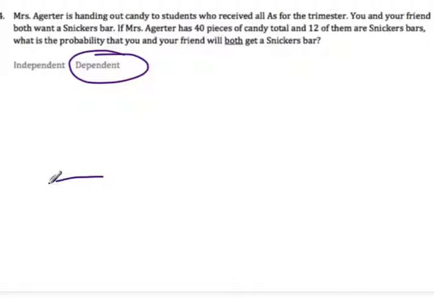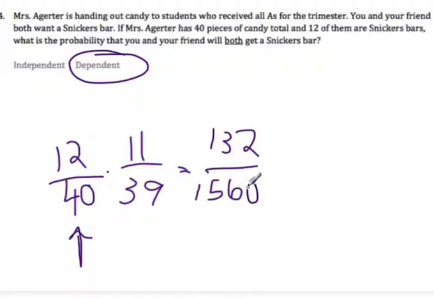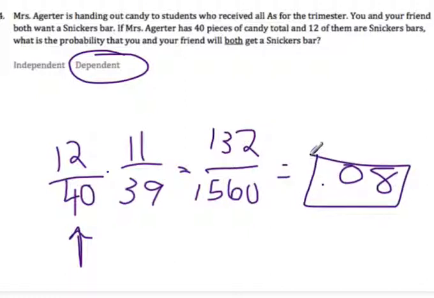So starting off, Miss Agater has 40 total pieces of candy and 12 of them are Snickers. So then what I'm going to do is continue to hand out candy, right? Miss Agater now only has 39 candies because we're going to assume that when she gave out this candy, she gave out a Snickers. So then she only has 11 left. So I have 12 times 11, which is 132. And then I have 40 times 39, which is 1,560. So I'm going to go ahead and divide those two numbers, and then I get 0.08 for number 4.